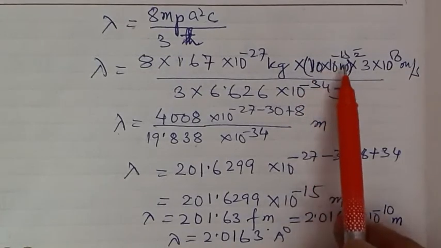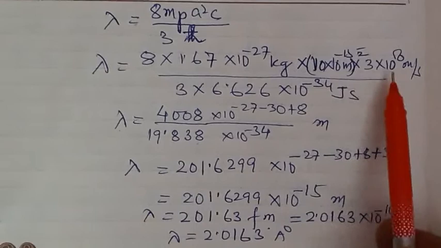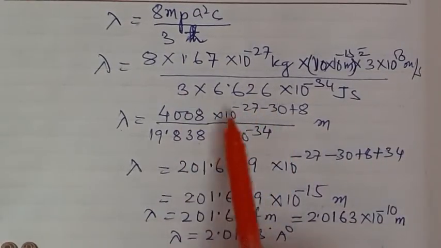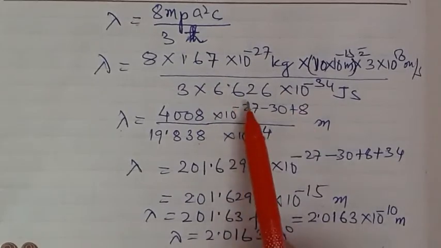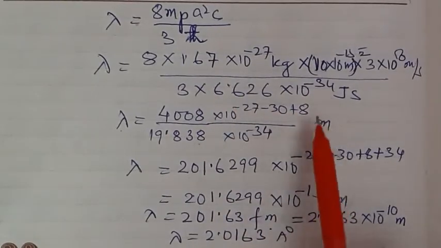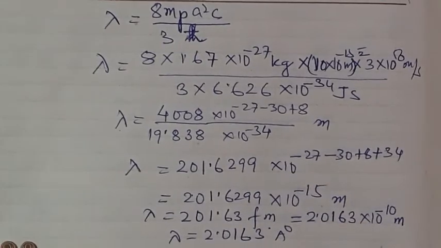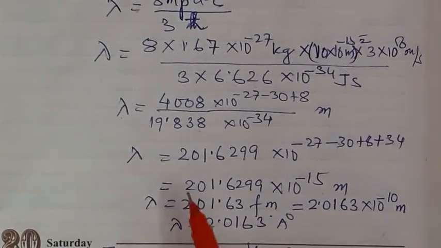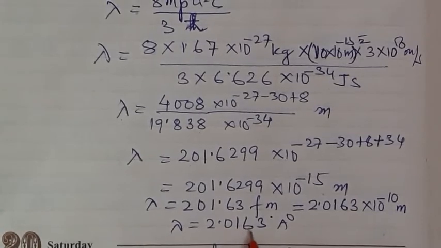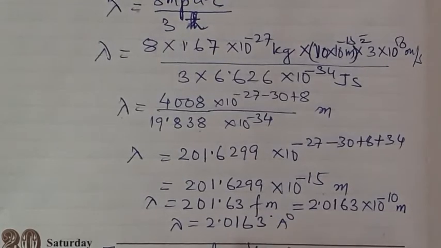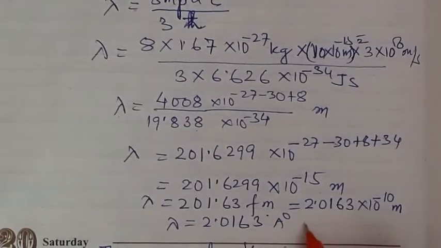so that's 10 into 10 to the power minus 15 meter, value of c is 3 into 10 to the power 8 meter per second, and substituting the value of h, 6.626 into 10 to the power minus 34 joule seconds, we get the value of lambda equal to 2.0163 angstrom. So more precisely, you can say that it is of the order of 2.02.